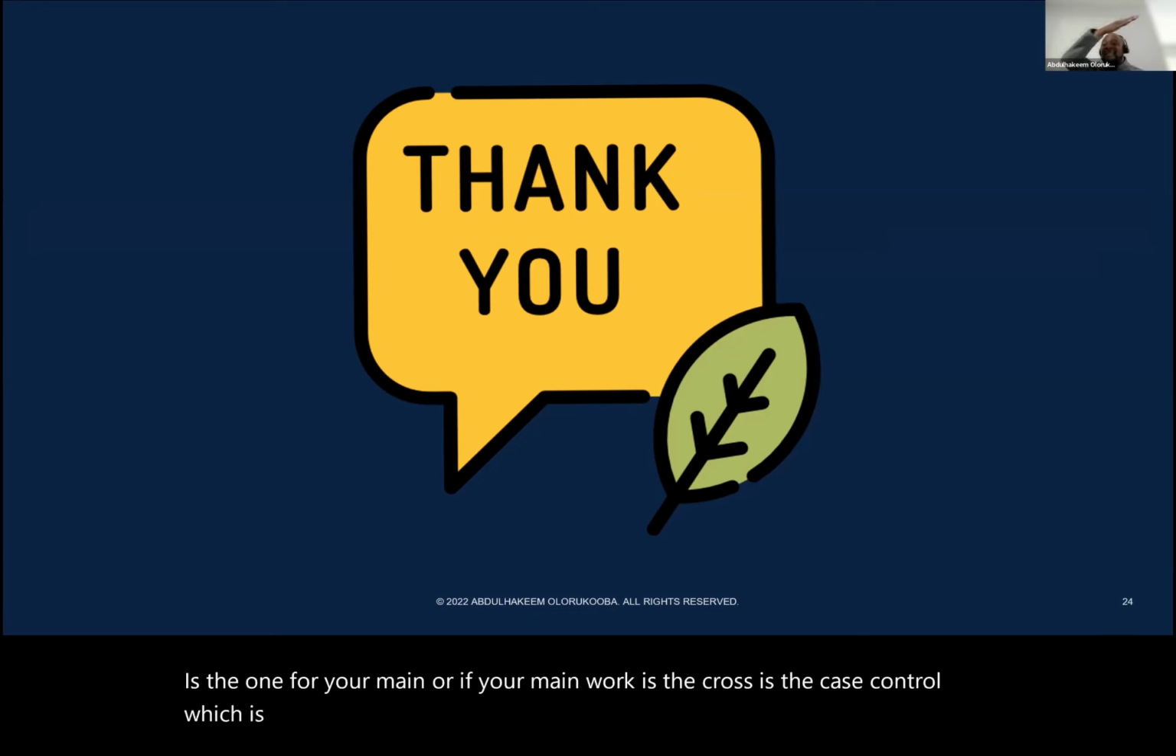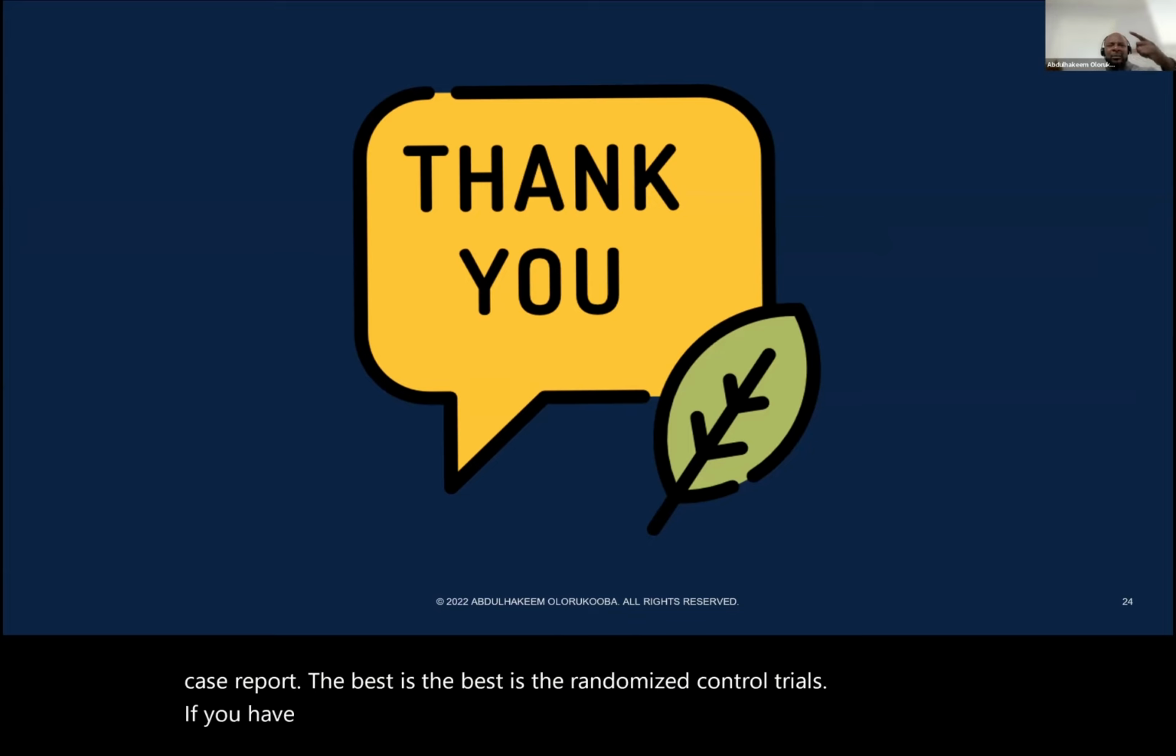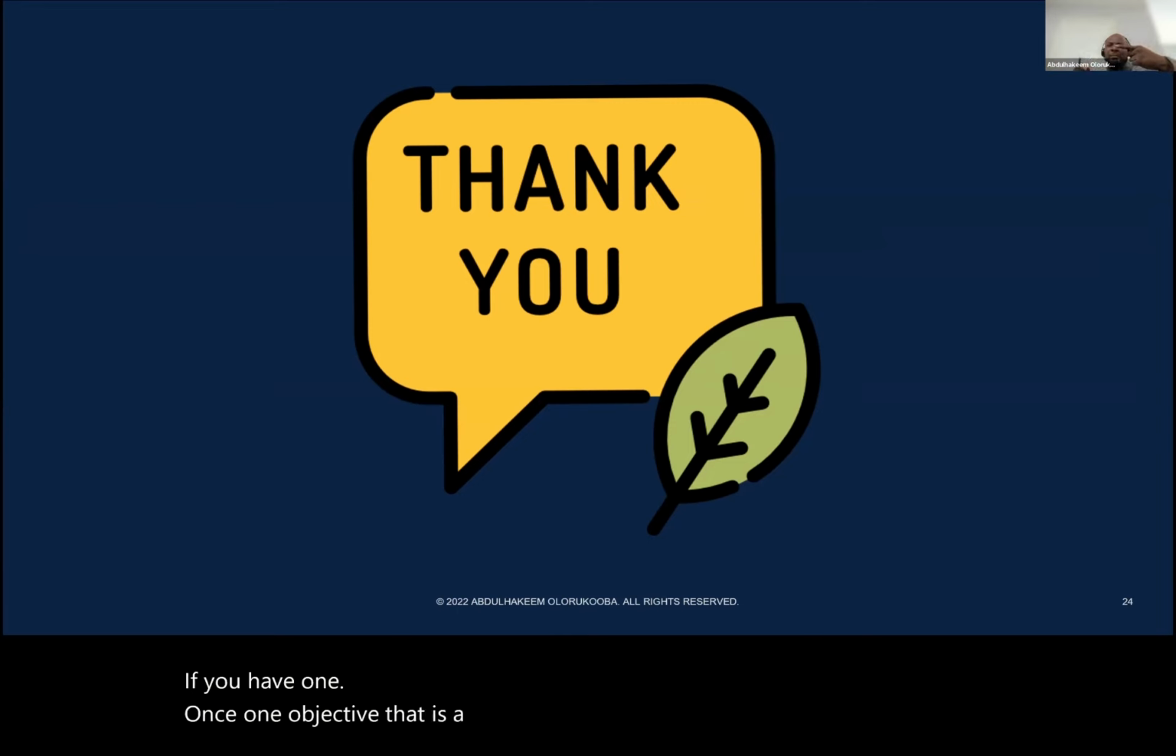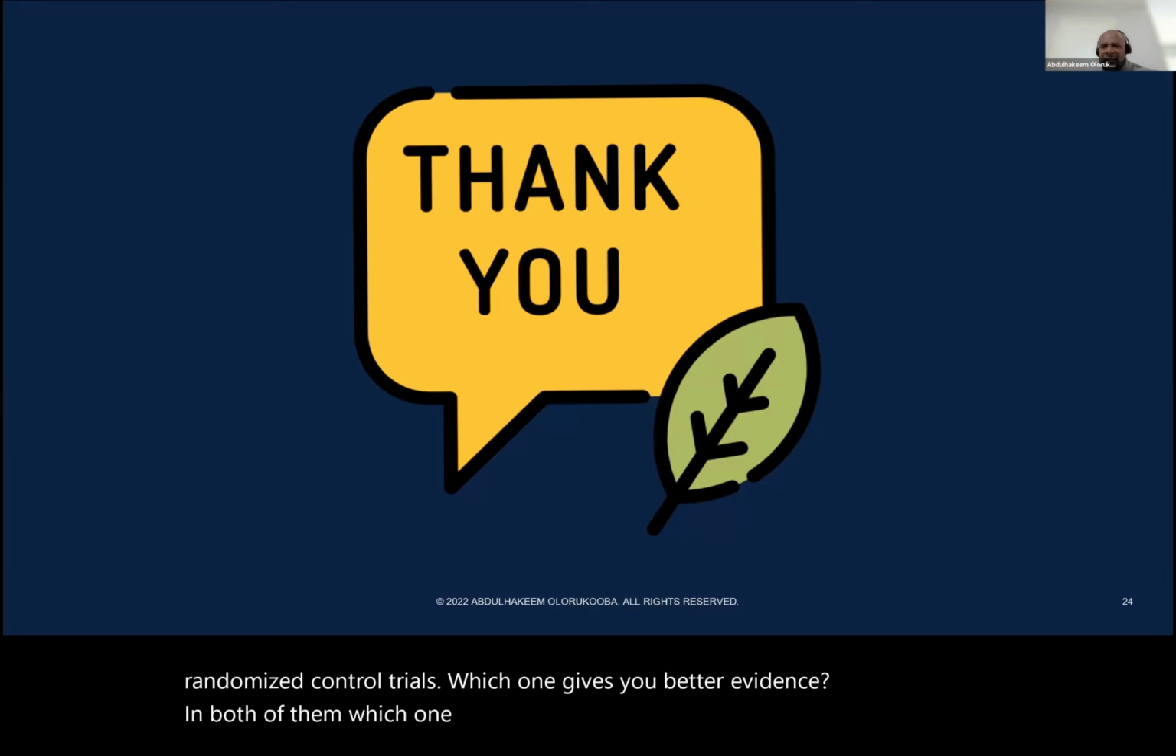Now remember that there's a hierarchy, right? The least is case report. The best is the randomized control trials. If you have one objective that is a cross-sectional study and the other objective is a randomized control trial, which one gives you better evidence? In both of them, which one gives you better evidence? Randomized control trial. If you are supposed to drop one of them, if now you have 2, you are going to report.